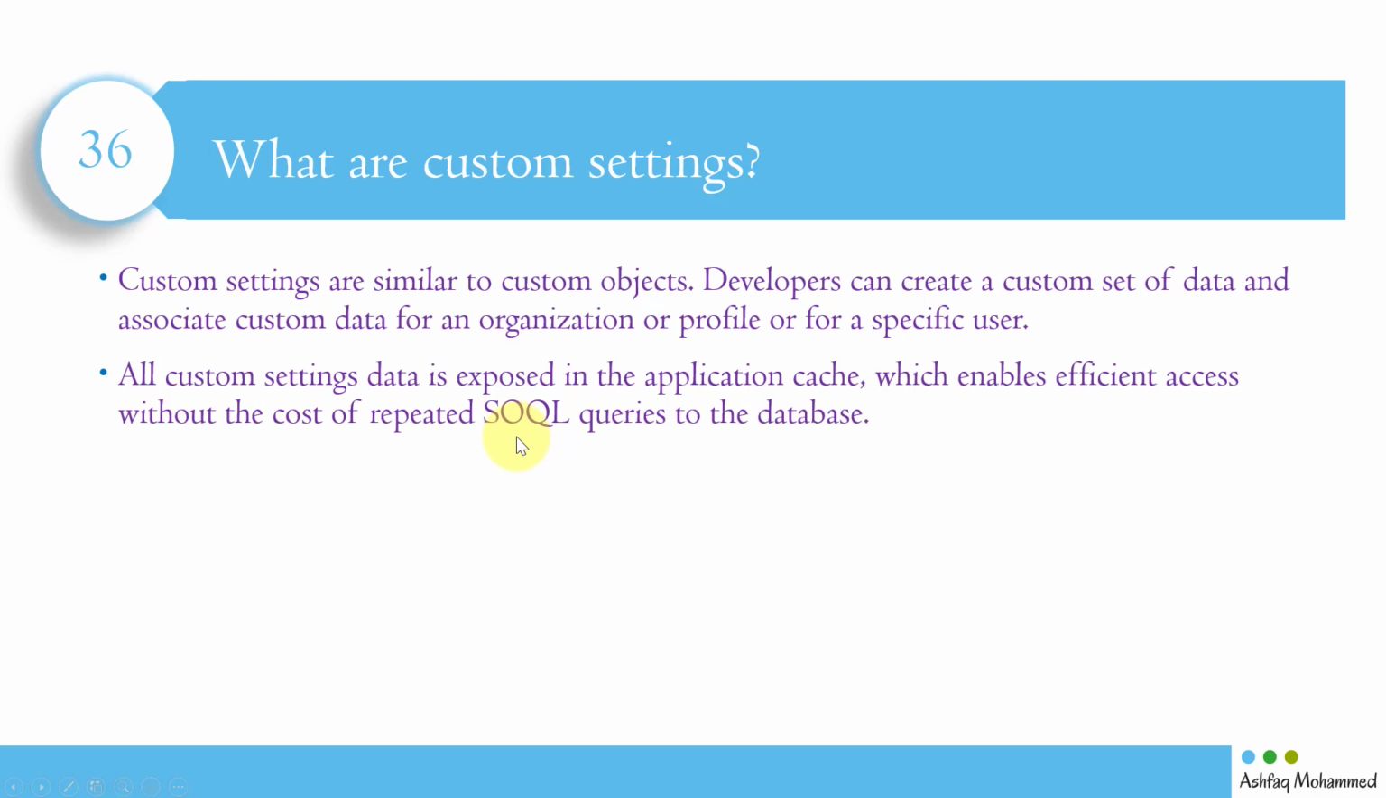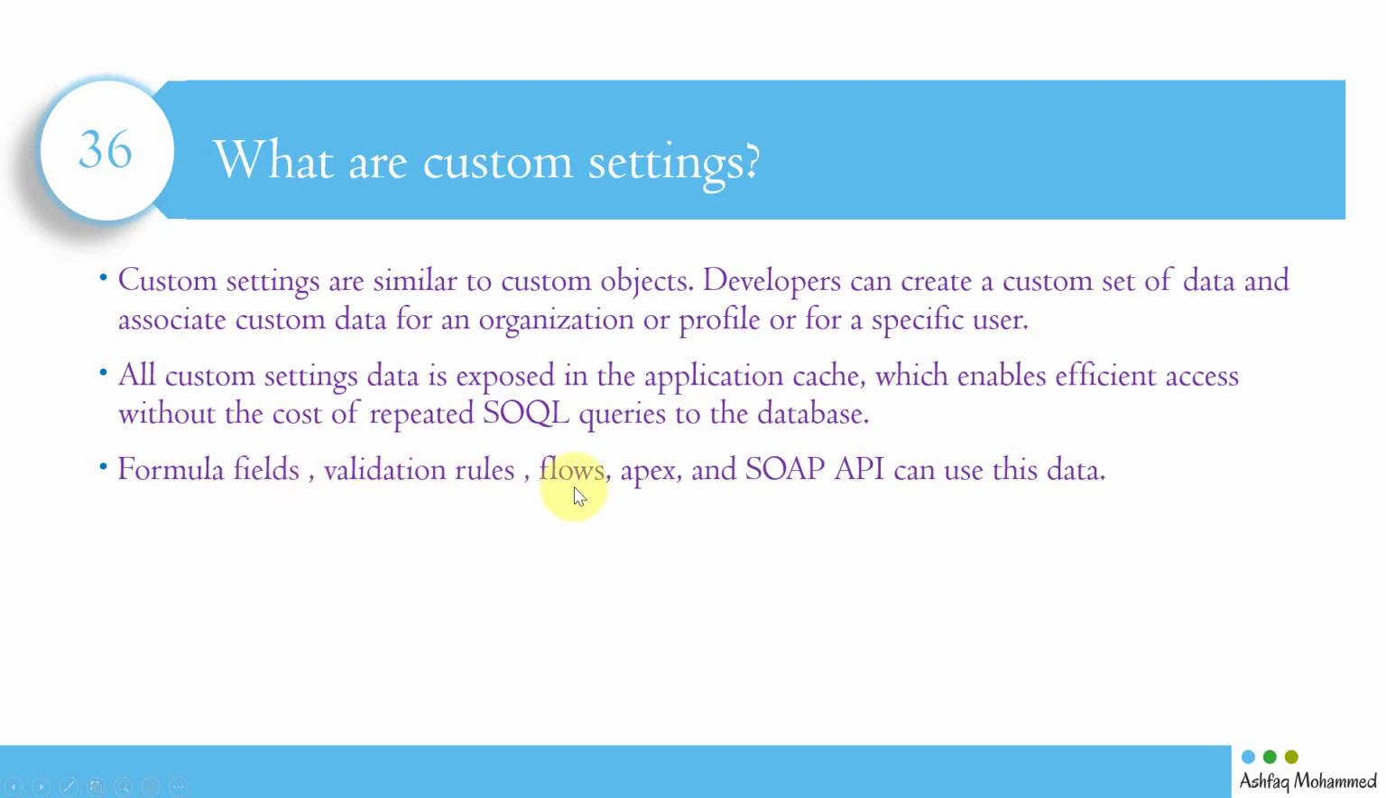I'm not sure if you know that we have governor limits, which we'll discuss in future videos. But one of the governor limits is the number of SOQL queries. We should not hit the limit for the number of SOQL queries, right? So custom settings are also good in such scenarios, right? Mind you, this is not for storing transactional data, but for storing data that is really static. Okay. Formula fields, validation rules, flows, Apex, and SOAP APIs can use this data.